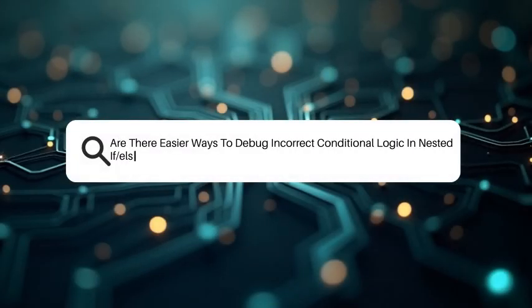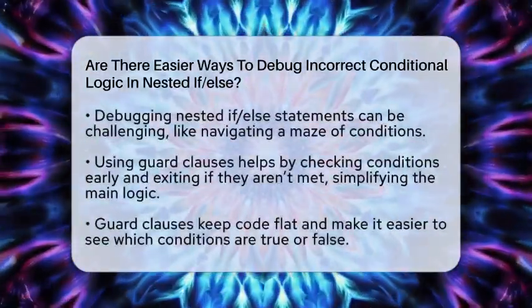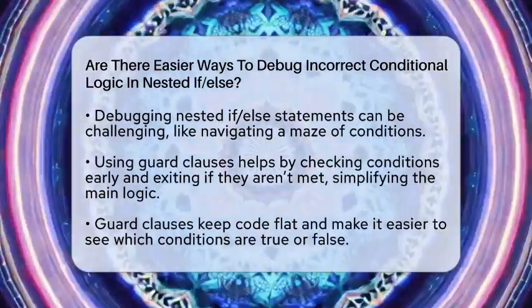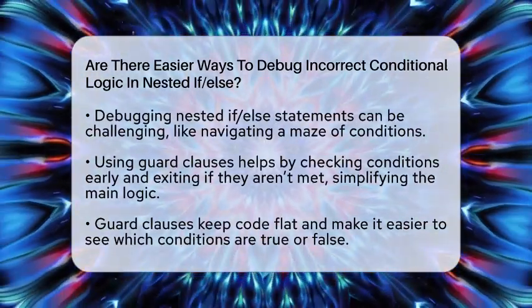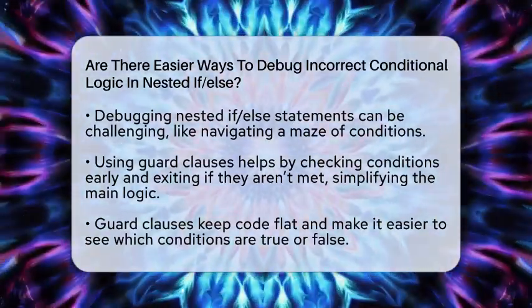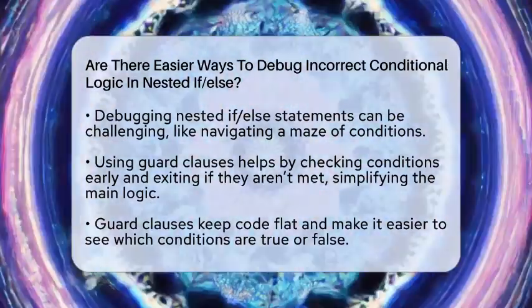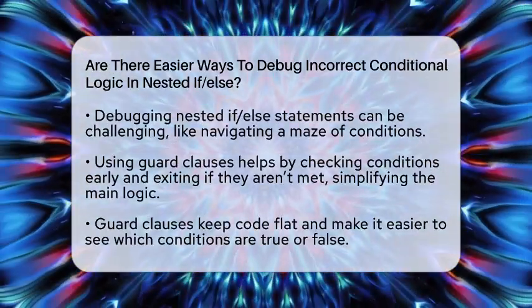Are there easier ways to debug incorrect conditional logic in nested if-else? Imagine trying to find a tiny mistake in a maze of twisting paths. That's what debugging complex nested if and else statements can feel like. It's easy to get lost in the layers of conditions and miss where things go wrong. But don't worry, there are smarter ways to make this process simpler.